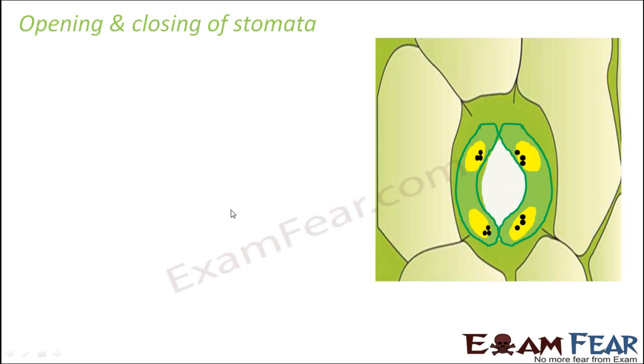Okay, so now let us look at how exactly this opening and closing of stomata take place. As I told you before also, basically the pore is controlled by the movement of the guard cells. Now as the guard cells move, the pore increases or decreases in its size. Now we will see what makes the guard cells change their shape.